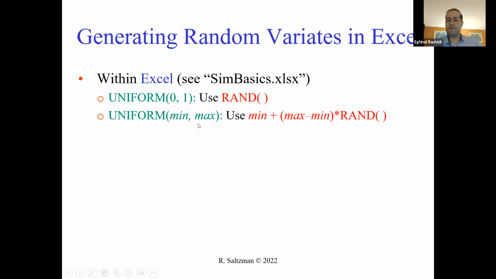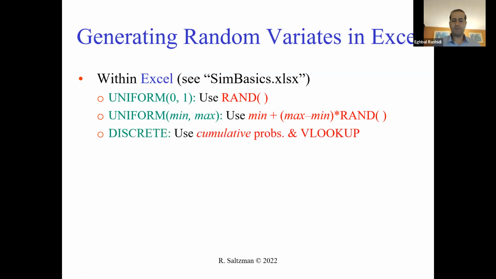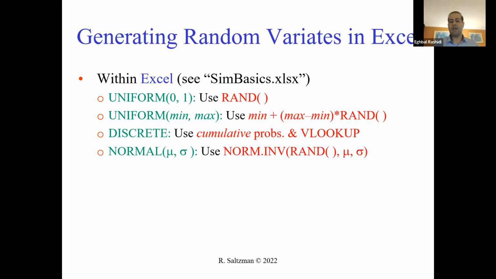For sampling from a uniform distribution with min and max, say A and B, you can use RAND with this formula. Say you want to generate random data from uniform of min and max, then the formula is min plus max minus min multiplied by RAND. This is going to generate a random number from uniform of A to B. If it's discrete, then we can use VLOOKUP and do the same thing that I just did in the previous slide.